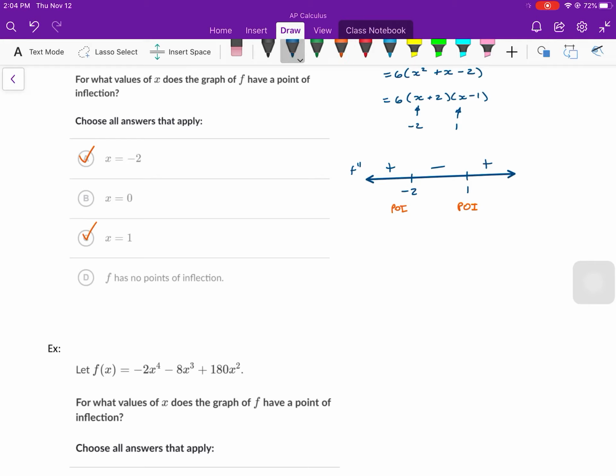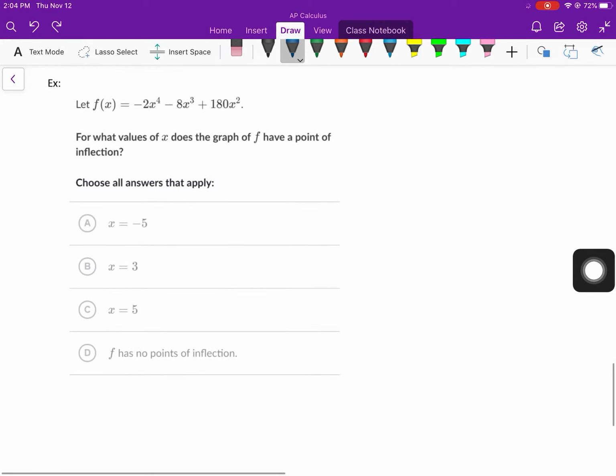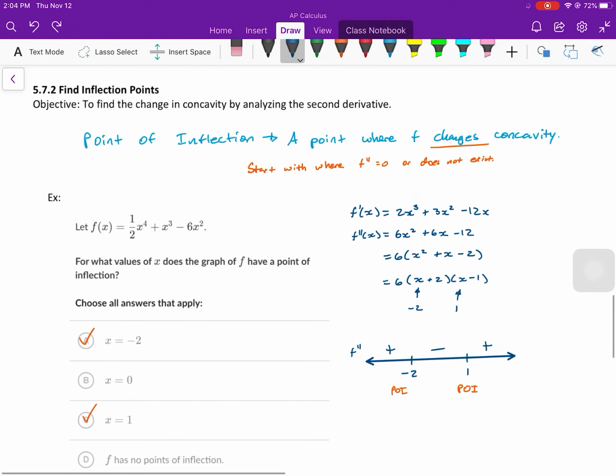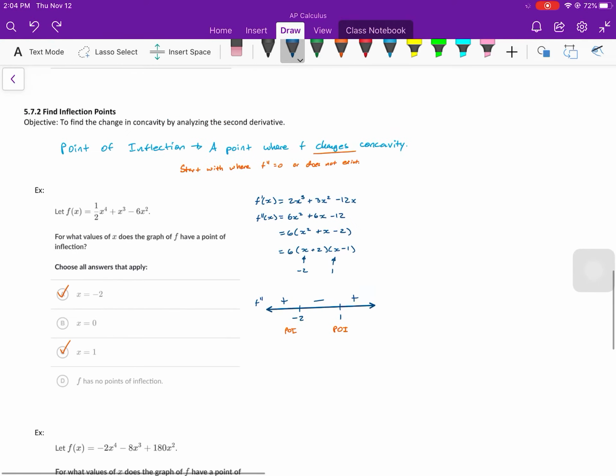If the sign stayed the same, if it was positive to positive, there would be no points of inflection because there is no change in concavity. So as long as we have that change in concavity, then it will be considered a point of inflection.